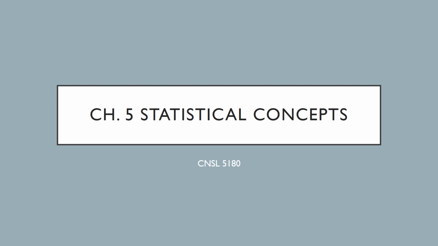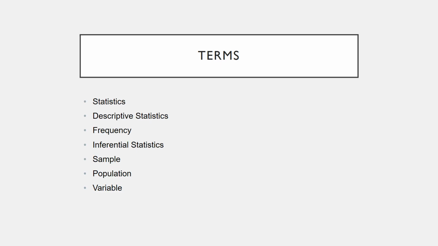In Chapter 5, we are going to explore statistical concepts. Some terms that we are going to use throughout our conversation about statistical concepts are, first of all, statistics. This might be a bit of a scary word, but it's just the idea that we would use mathematical concepts to learn more about a group of people or certain type of information. So we'll talk about different kinds of statistics throughout this chapter and throughout the course.